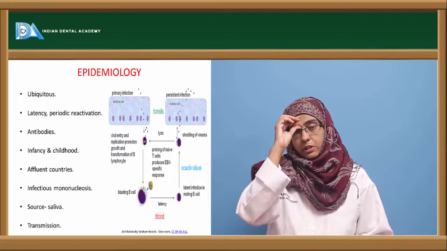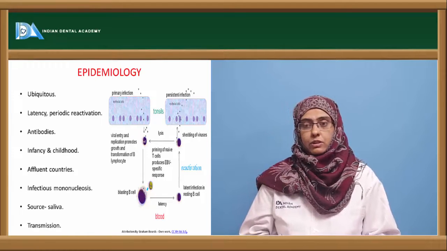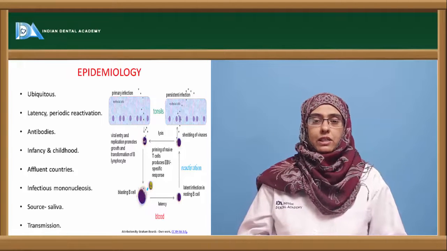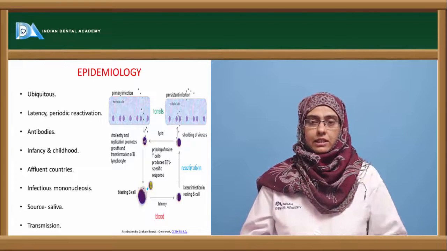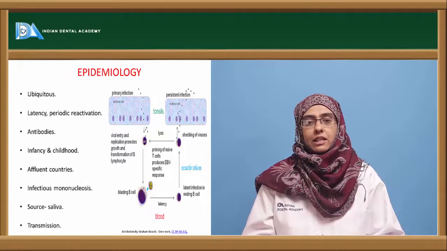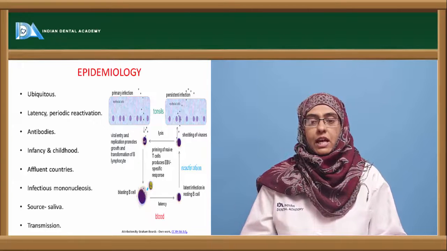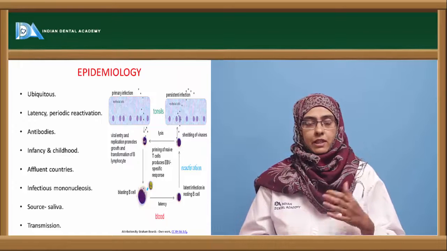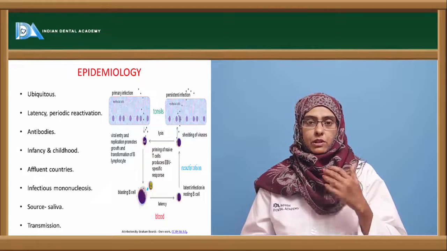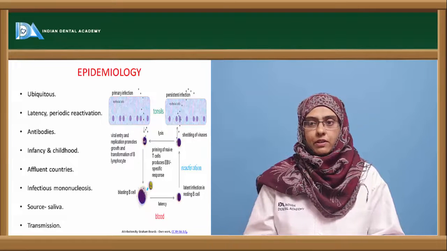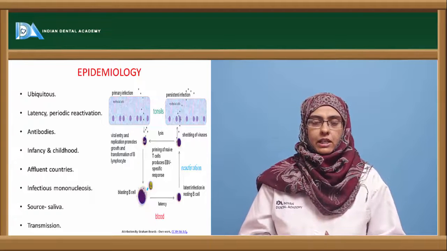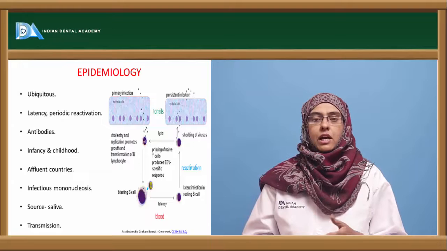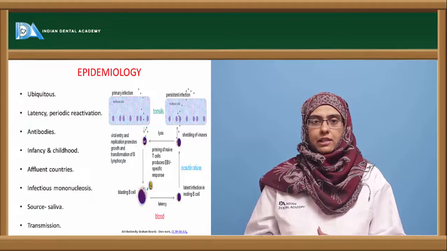Now coming to the epidemiology of the disease, this disease is ubiquitous in nature with latency and periodic reactivation, as we can see in herpes viral infection. Antibodies can be seen in 90% of individuals, which usually protects them from this particular infection. But in overcrowded areas, this disease is usually an infancy disease or a childhood disease.